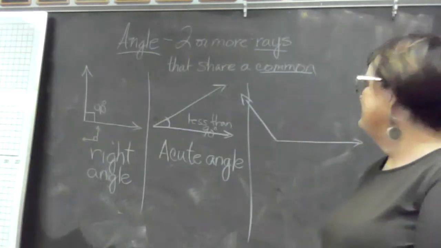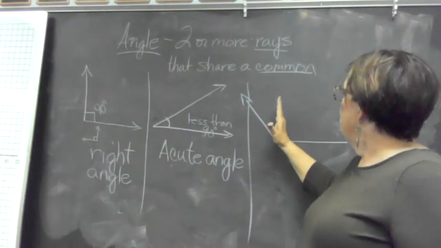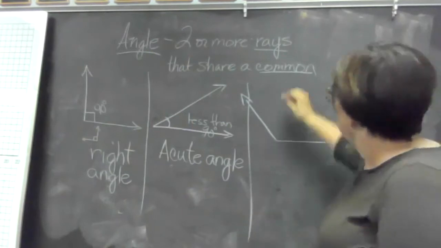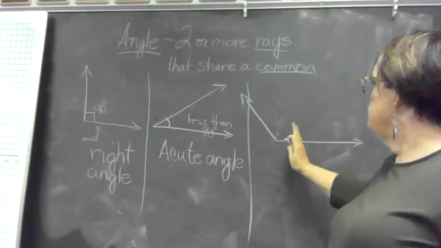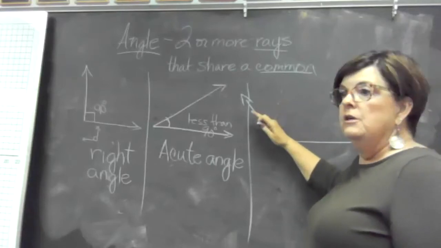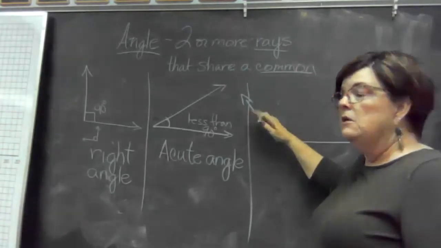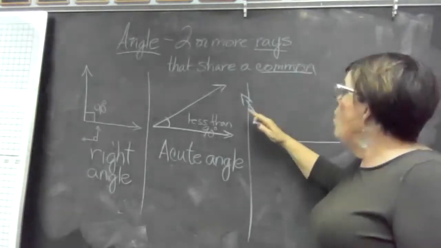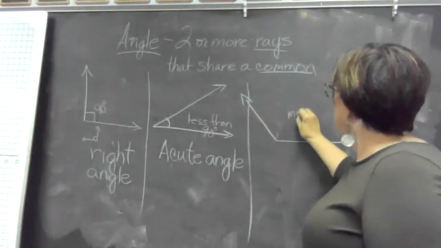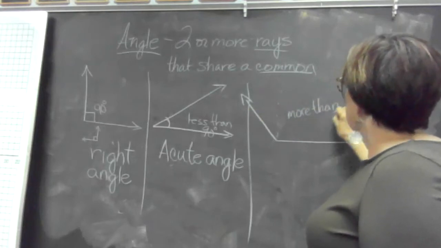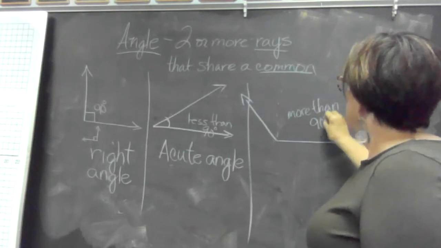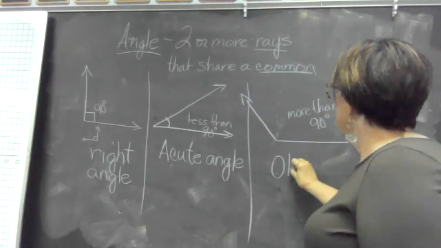Yes, to angles. Okay, remember, right angle would be right here. Right? So that's 90 degrees. Can you see that this is larger than 90 degrees? More. So an angle that is more than 90 degrees is called obtuse.